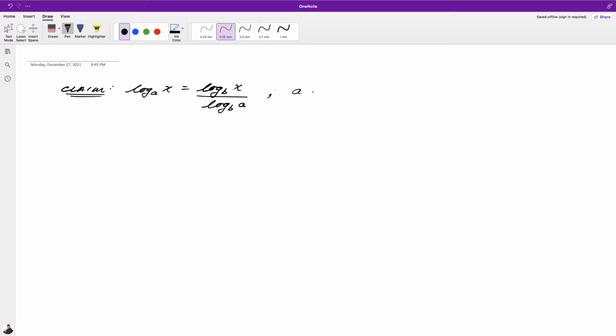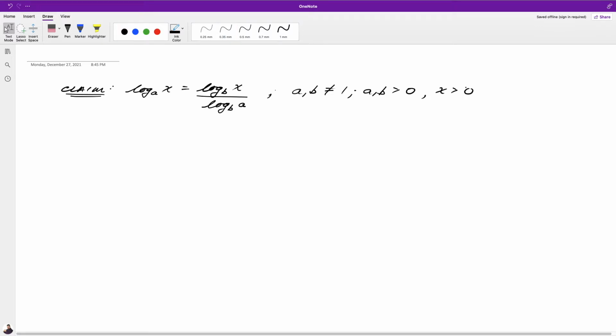A and B both cannot equal 1, and A and B must also be greater than 0. Okay, we also have to have x is greater than 0. Okay, so those are our three restrictions there. Okay.